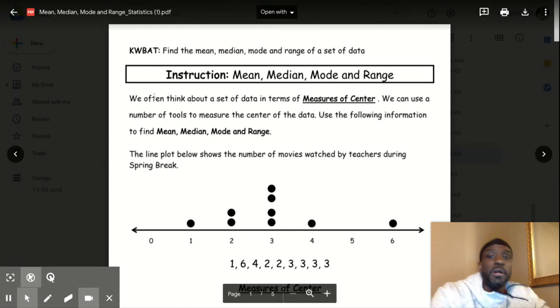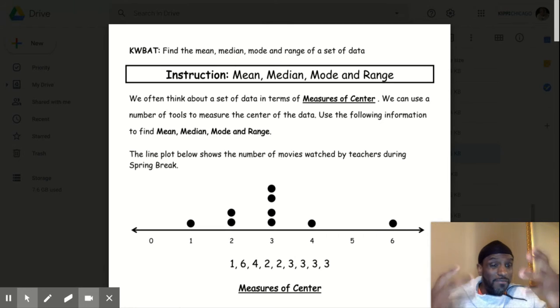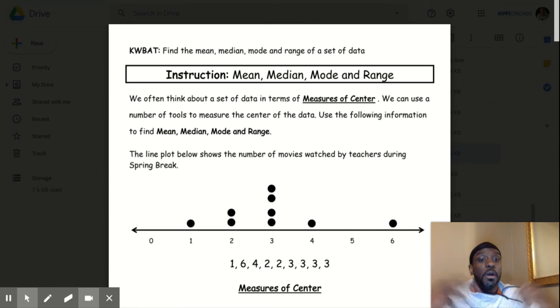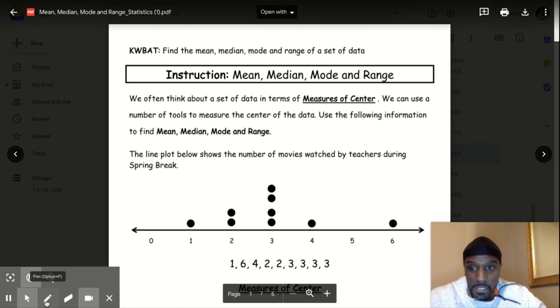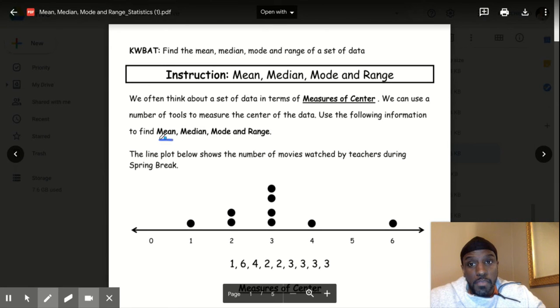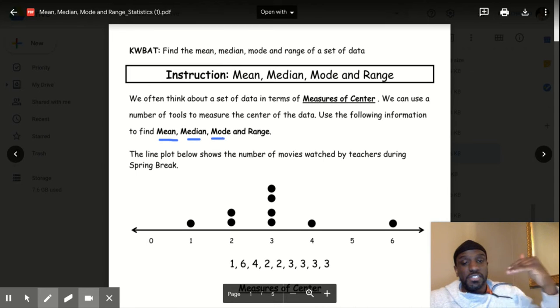We often think about a set of data in terms of the measure of the center. What is the measure of the center of this data? I have all these data points. We can use a number of tools to measure the center of the data. Three of the tools you can use are the mean, the median, and the mode. All of those are a measure of the center of the data.